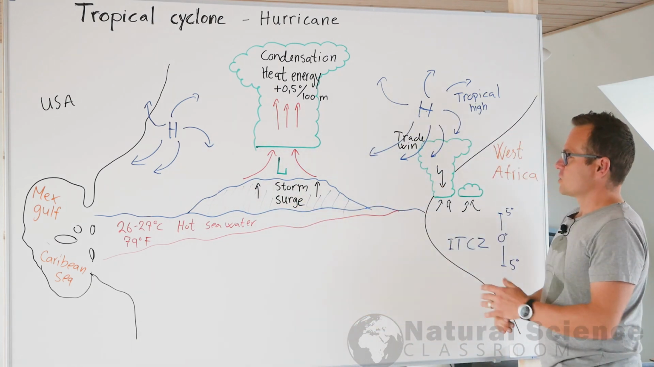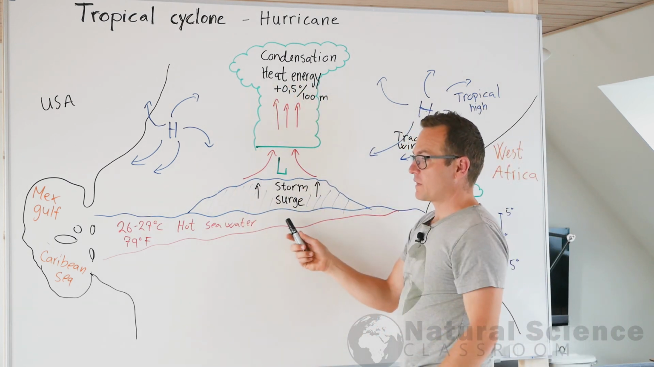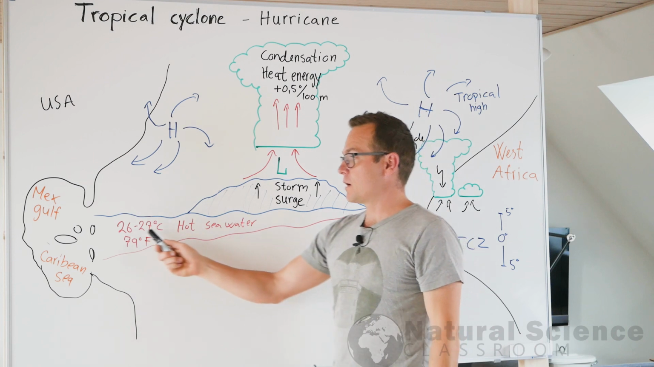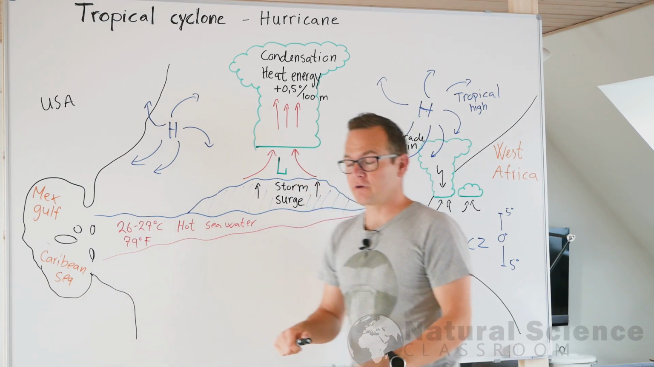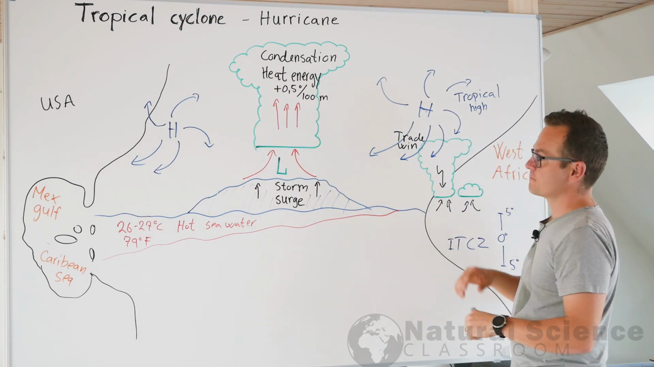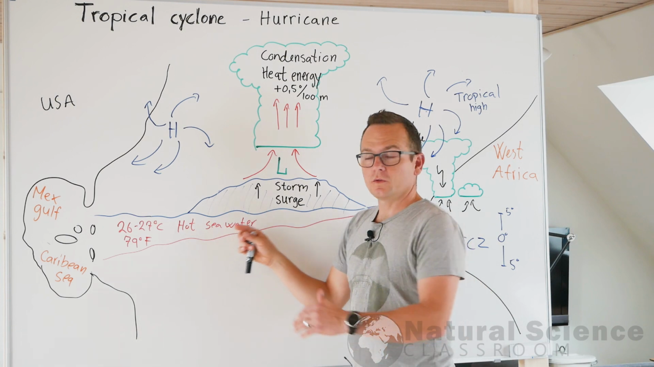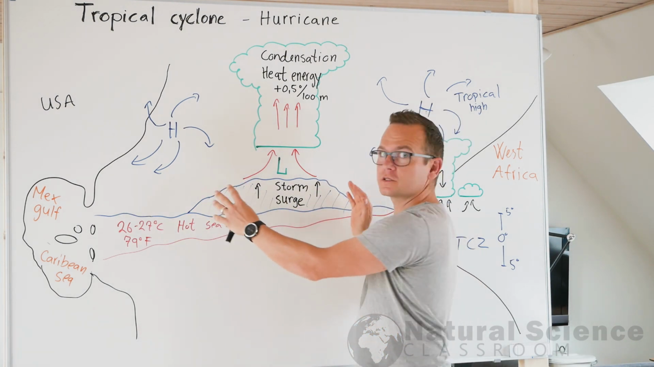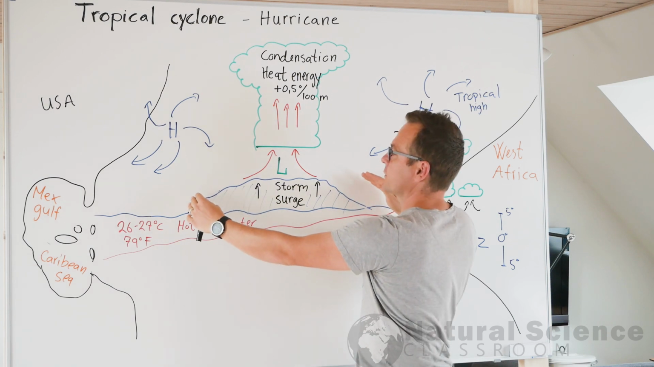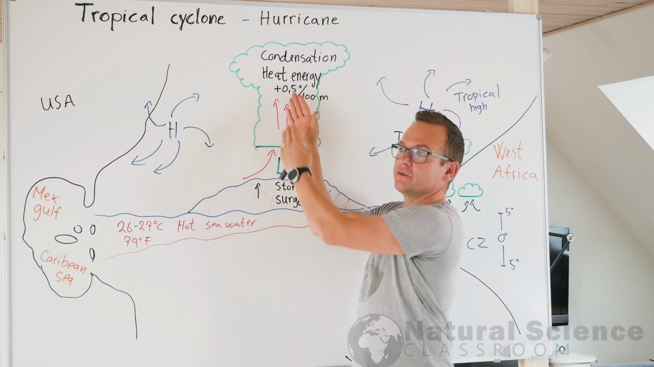Okay, so the thunderclouds have now moved over the ocean, and they've found really hot seawater above 26 to 27 degrees Celsius, or 79 degrees Fahrenheit. What happens? This hot seawater will then evaporate into the air, causing the air to get moist and humid with a lot of water vapor in it. The water vapor is then sucked into the low pressure and it rises into the air.